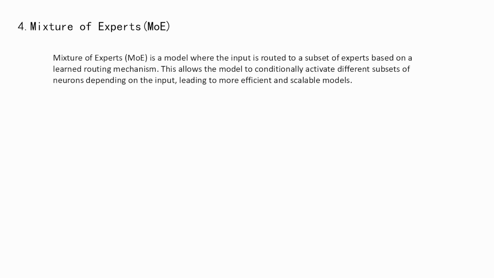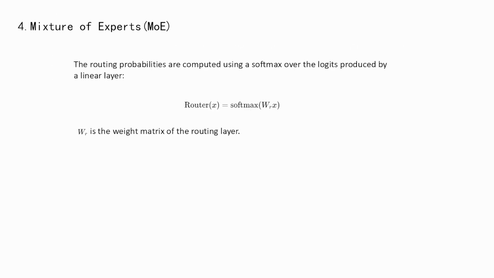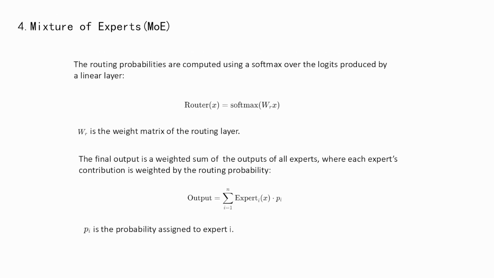Mixture of experts, MOE. MOE is a model where the input is routed to a subset of experts based on a learned routing mechanism. This allows the model to conditionally activate different subsets of neurons depending on the input, leading to more efficient and scalable models. The routing probabilities are computed using a softmax over the logits produced by a linear layer as follows. WR is the weight matrix of the routing layer. The final output is a weighted sum of the outputs of all experts, where each expert's contribution is weighted by the routing probability as follows, where PI is the probability assigned to expert I.